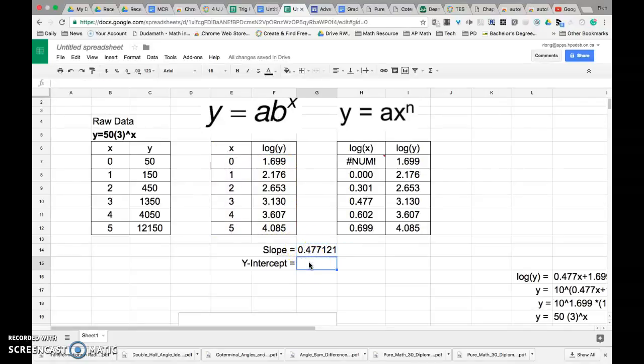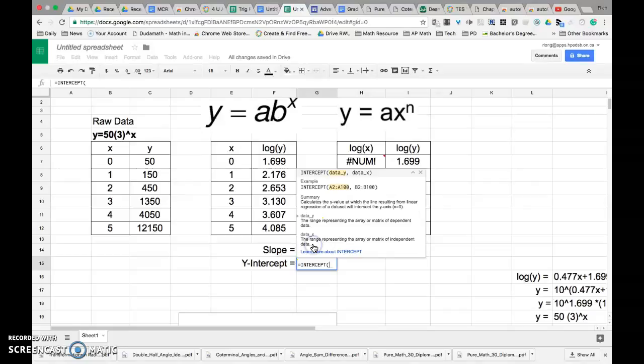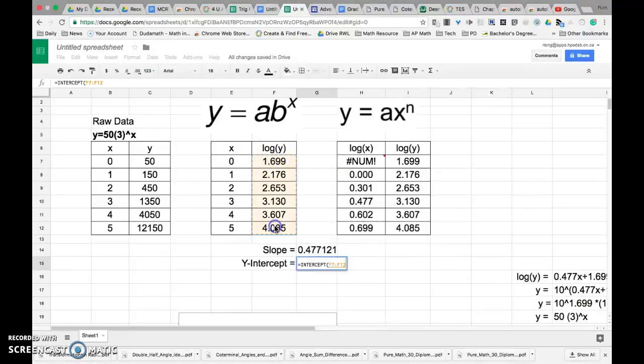To do the y-intercept, you hit the equal sign, which tells Google Sheets that you're going to enter in a formula, and you type in intercept, which gives you the y-intercept. And again, you do your y data first, and your x data after. Hit enter, and so there's the equation of our line, right?